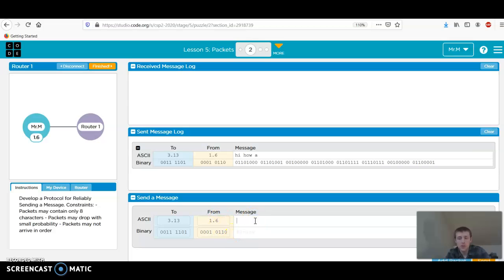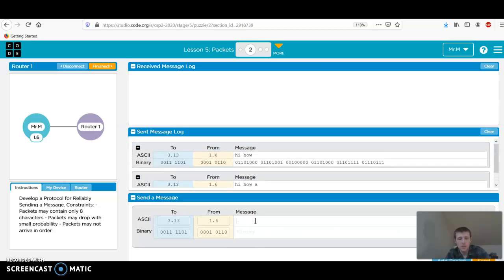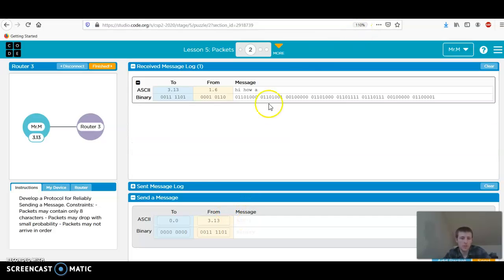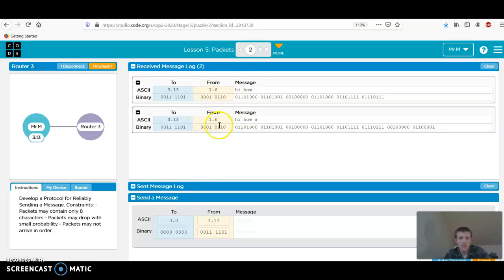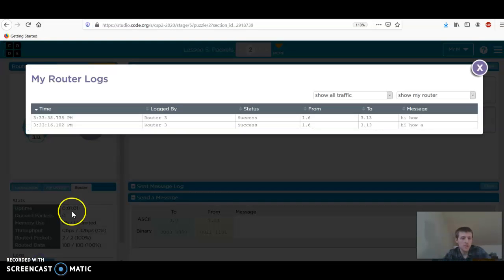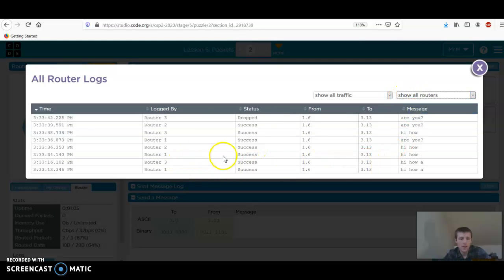So I could send a much shorter message like "Hi, how," and then "Are you?" could be a separate message. So if I send both, in theory, I should be receiving them on the other end over here, and I do. However, you might not receive them in the proper order. And in fact, if you look over here, sometimes a message will also get dropped, and you can show all routers to see exactly the path that these messages take. So for instance, this message never got to me. It got dropped on the way over.